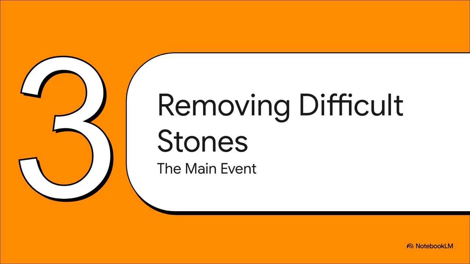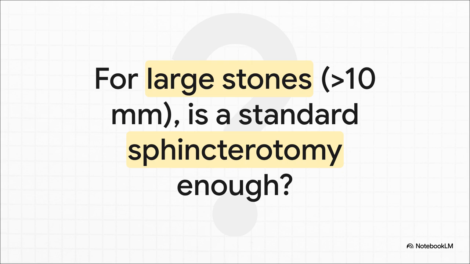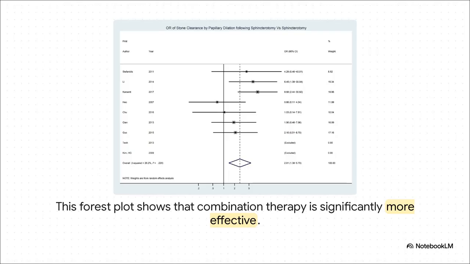be done. Okay, so we've confirmed there's a stone, we've decided it's the right time to go in. Now for the main event, actually getting that stone out, especially when you're up against one that's big or just plain difficult. So let's say you're facing a big stone. Usually that means anything bigger than 10 millimeters. Is a standard sphincterotomy, that little cut at the opening of the bile duct, going to be enough to get it out? Let's see what the evidence says.